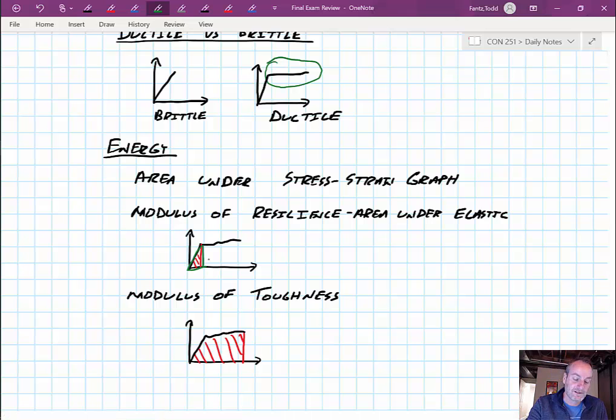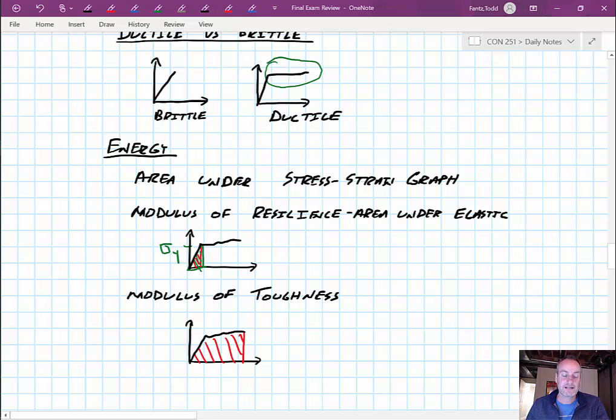Versus modulus of toughness, we have the whole area under the entire curve. What's the difference between those? Well, resilience means that if I were to release my load, it'll go back to its original shape because I haven't exceeded this yield stress. Versus toughness is how much energy can I have before it fails, right? Before it breaks.